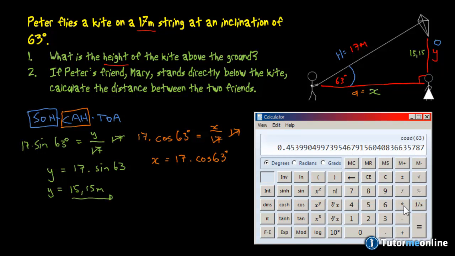Cosine of 63 multiplied by 17. And that says that x is equal to a length of 7.72.